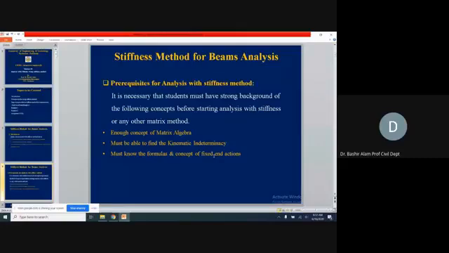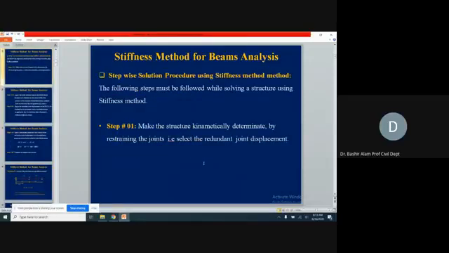Now, prerequisites again for this method, it's a repetition. You should have enough concept of matrix algebra. You must know how to find the kinematic indeterminacy. And you should also be good at using the formulas for finding the fixed end actions. If you don't know these fixed end action formulas, then you will have to go by the actual calculations by adopting some method, and it will take a lot of time. So you should be able to find them, especially for the normal cases.